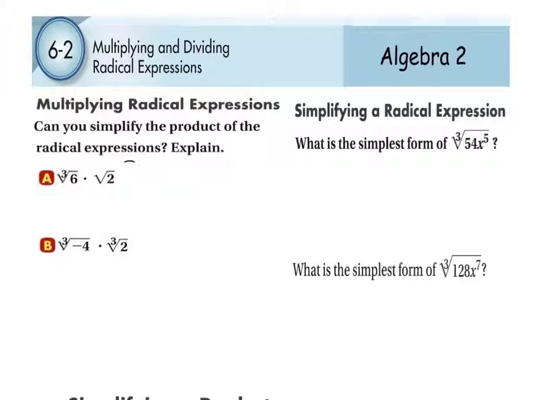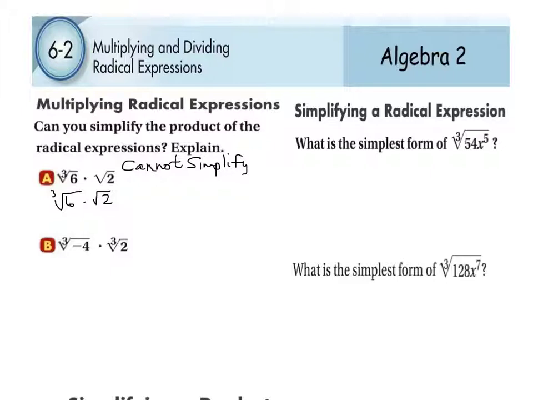No. This one you cannot simplify. Your answer would simply be the cube root of 6 times the square root of 2. They're not the same root. They don't have the same index. Therefore, you cannot simplify them. Okay?